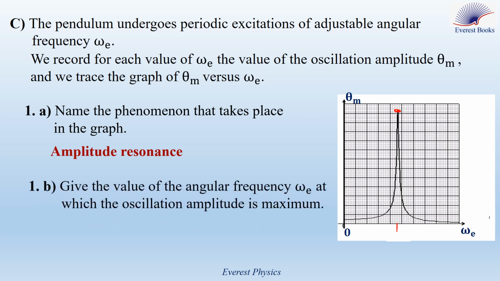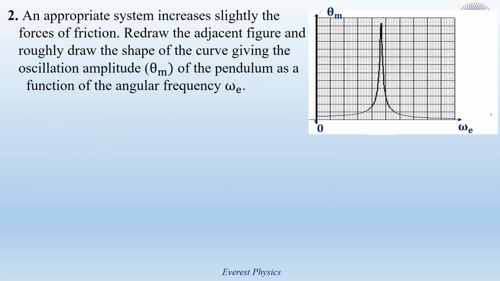1b. Give the value of the angular frequency omega e at which the oscillation amplitude is maximum. We know that when we have an amplitude resonance, the angular frequency omega e of the exciter is approximately equal to the angular frequency of the resonator, or the natural angular frequency of the resonator. So omega e is equal to 4.71 radians per second. Let's move to part 2.